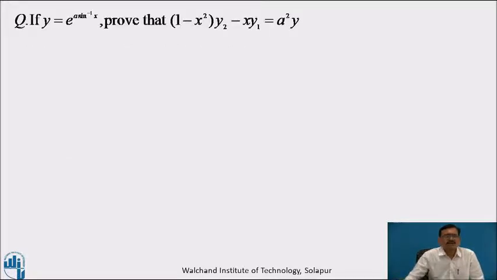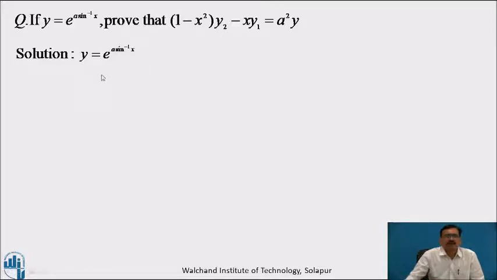Now pause the video for a while and solve this example. If y equal to e to the power a sin inverse x, then prove that 1 minus x square into y suffix 2 minus x into y suffix 1 equal to a square y. Here we have to differentiate the given function twice, because y suffix 2 means the second order derivative of y.